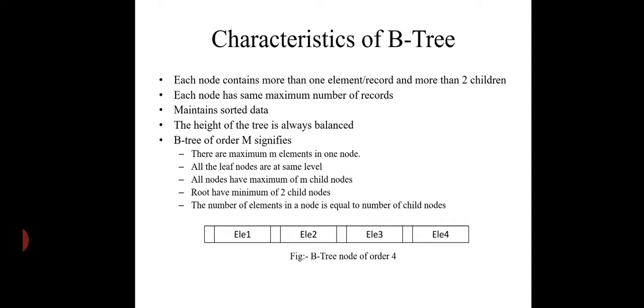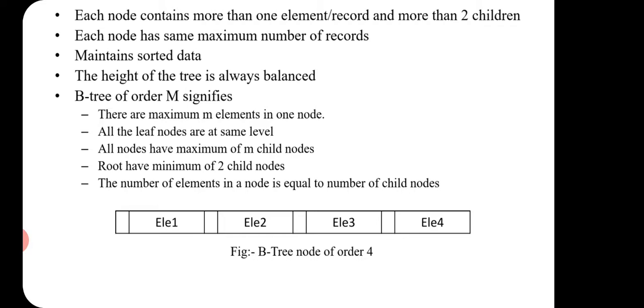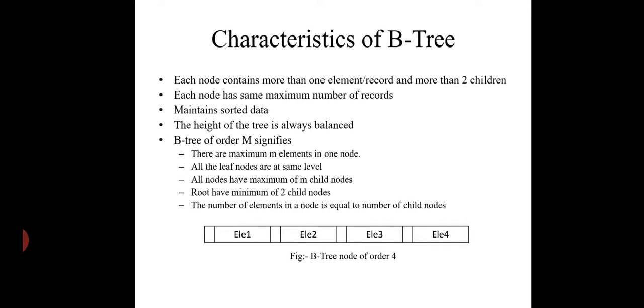And next, the number of elements in a node is equal to the number of child nodes. This figure shows a B tree node of order 4: element 1, element 2, element 3, element 4. This is a single node that contains 4 elements.